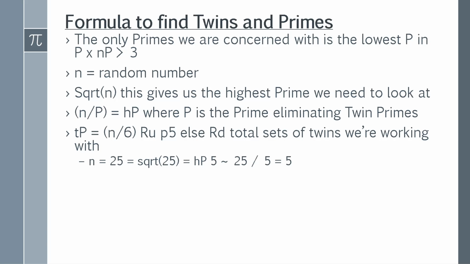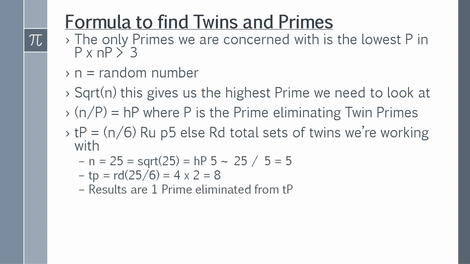So if our random number is 25, I'm going to square root 25, I get 5. 25 divided by 5 is 5, so 5 times 5 is my only elimination, right? My twins are going to be 25 divided by 6 is 4. I'm going to round down to an even 4 times 2. It gives me 8 total primes that we're looking at in the number 25. Potentially I can only have 8 primes.